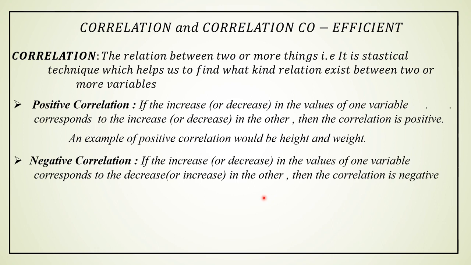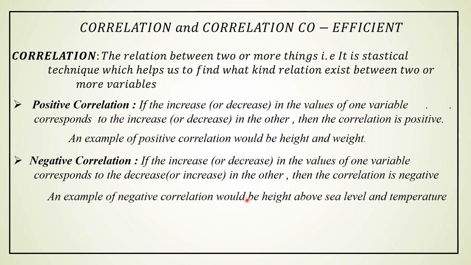Next is negative correlation. In the case of a negative correlation, the increase in the value of one variable corresponds to decrease in the other, or the decrease in the value of one variable corresponds to increase in the other. Then such type of correlations are called negative correlation. For example, height above the sea level and temperature. As the height above the sea level increases, the corresponding temperature decreases, isn't it? So, the two variables over here are negatively correlated.